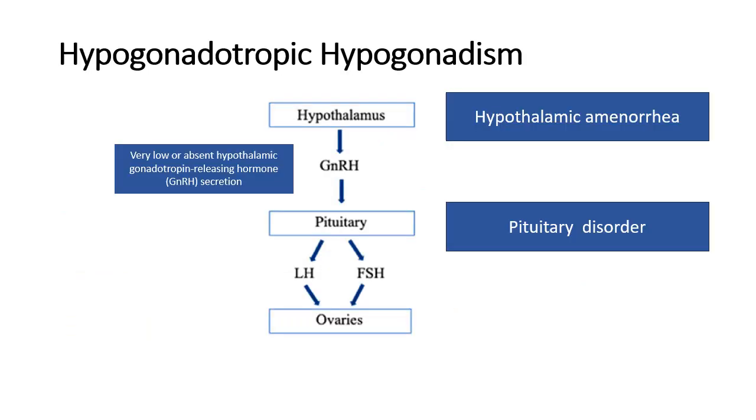Let's quickly discuss hypogonadotropic hypogonadism and how gonadotropins help in this condition. Hypogonadotropic hypogonadism is when the hypothalamic gonadotropin releasing hormone is low, or either the pituitary LH or FSH is low. So it can be due to a hypothalamic cause or a pituitary cause. Both will present with hypogonadotropic hypogonadism.